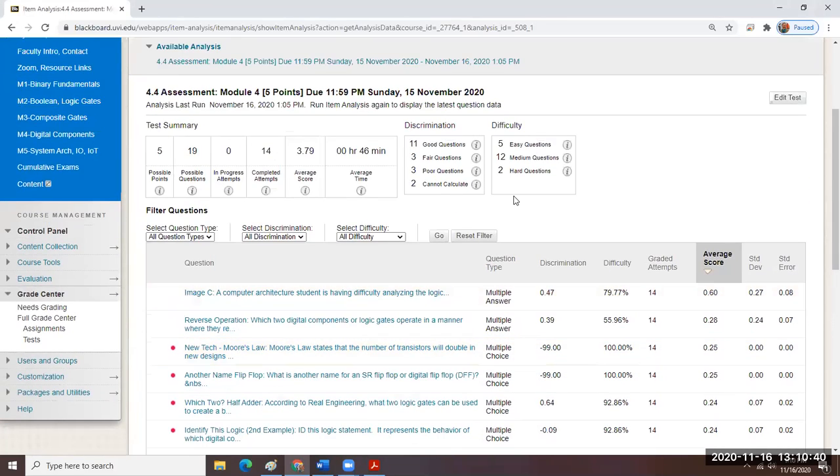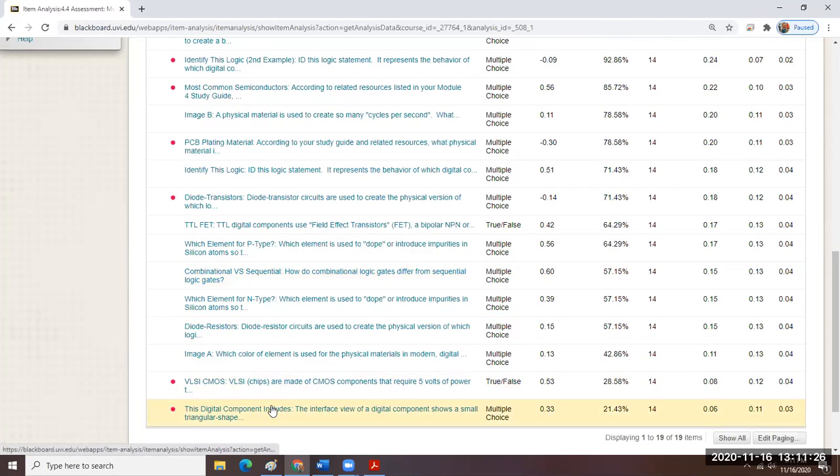item analysis. So you'll notice that 5 of the questions were designated easy questions, and there were 5 that were considered can I calculate or poor questions. So those are likely the questions that everybody answered the same way because everybody got it right. And so the average score for image C multi-answer was 0.6, and then reverse operation, which 2 digital components operate in a manner, that's 0.28. We'll take a look at that one because everyone's score should be a little higher on that one, but on the whole, we'll get started on the ones at the bottom.